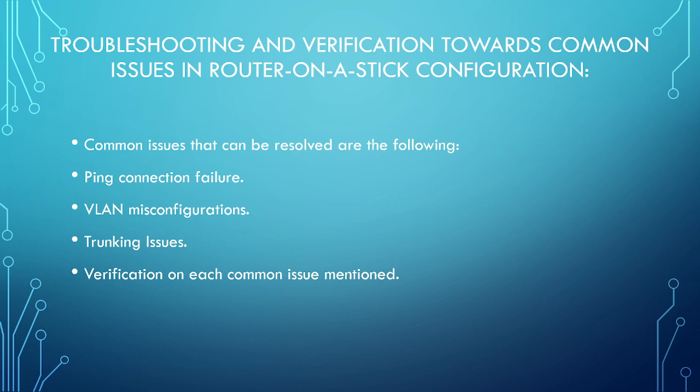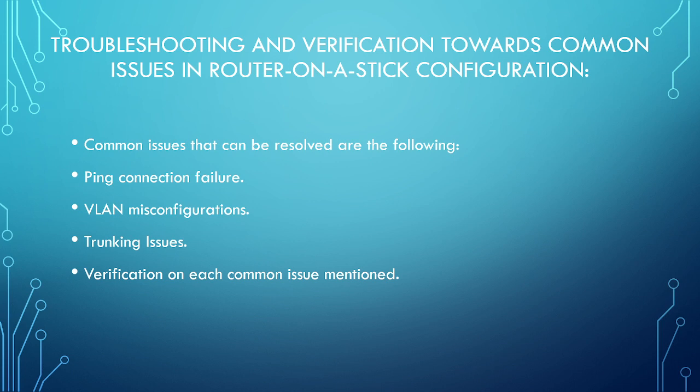Troubleshooting and verification towards common issues in router on a stick configuration. Common issues that can be resolved are the following: ping connection failure, VLAN misconfigurations, trunking issues, and the use of verification on each common issue that is listed on the slide, such as these ones here: trunking, VLAN, and ping.